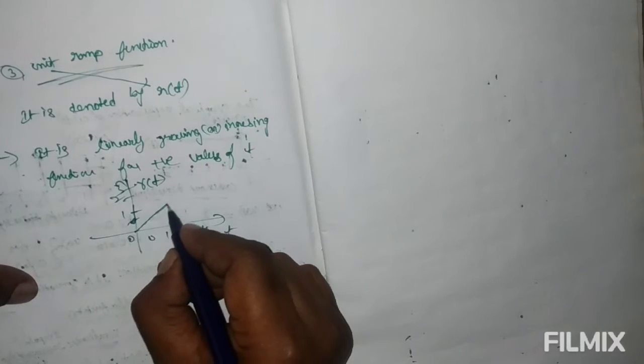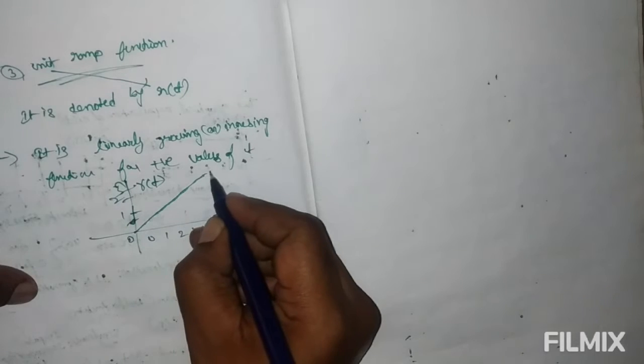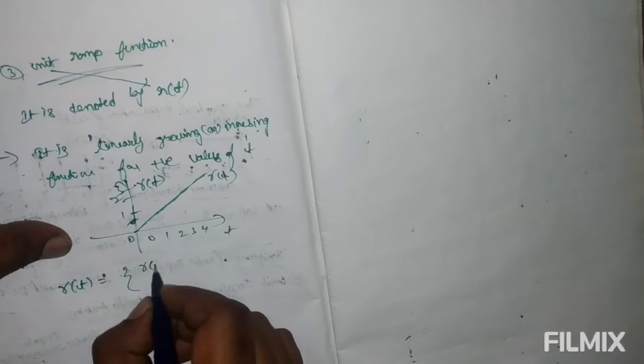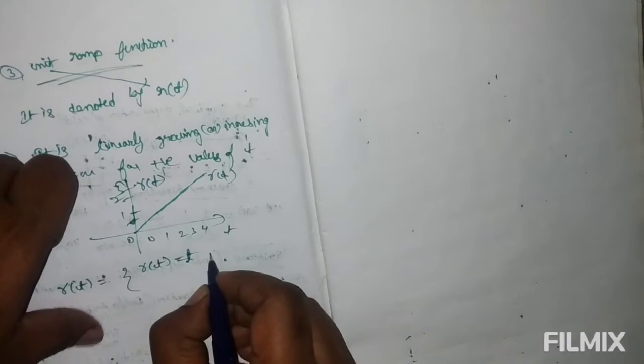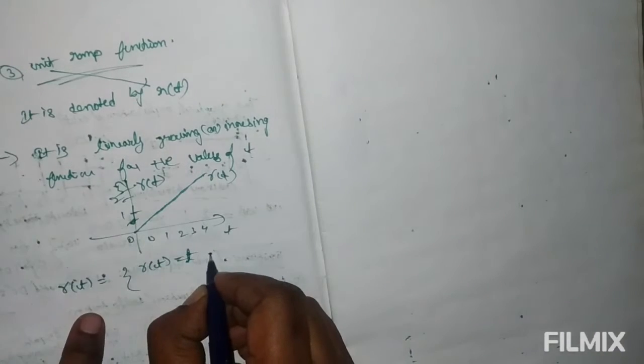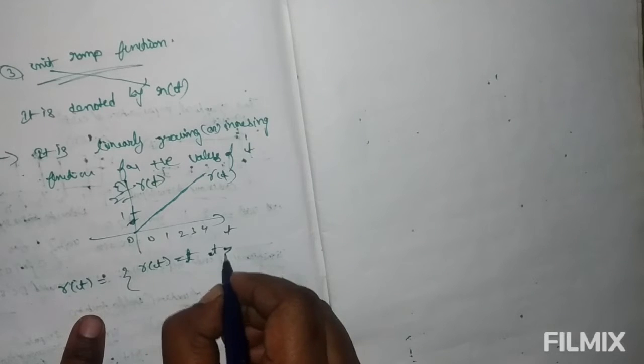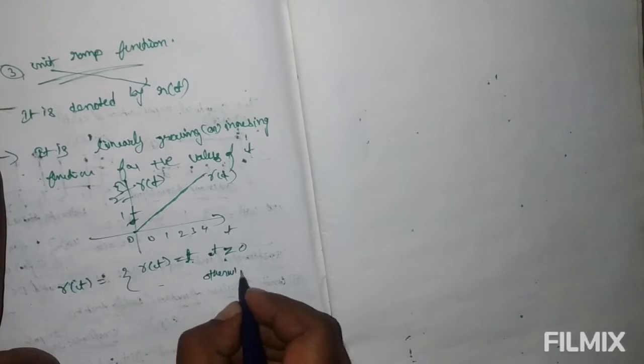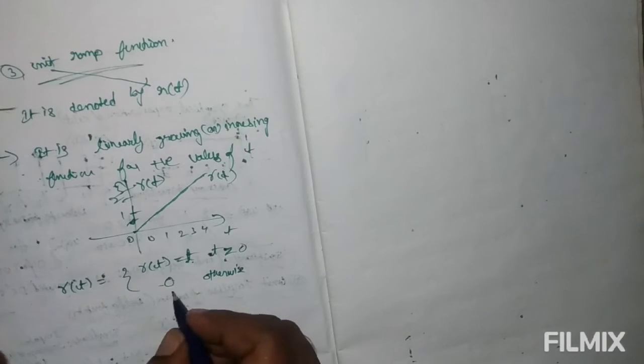This is a linearly growing or increasing function, R of t. The function representation is R of t equal to t when t is greater than or equal to 0. For all positive values, R of t equal to t. Otherwise 0.